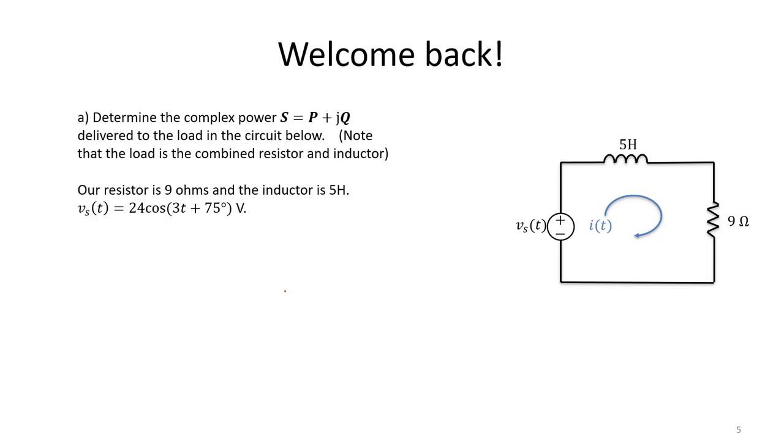So before we move on, let's do a quick practice problem about complex power. So here we have a basic RL circuit, and we're asked to find the complex power delivered to the load. So here, for the purpose of this problem, we're treating our source as that voltage source and the load as the combined resistor and inductor.